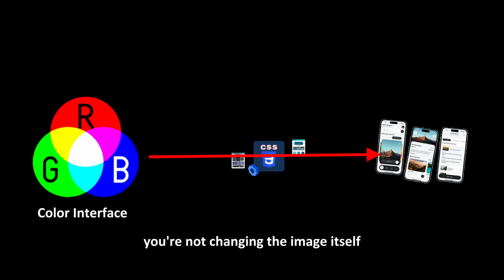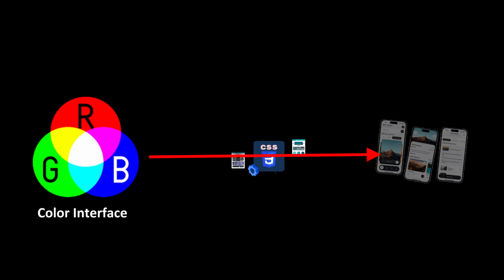When you use Hue Rotate, you're not changing the image itself. You're rotating every color around that wheel.